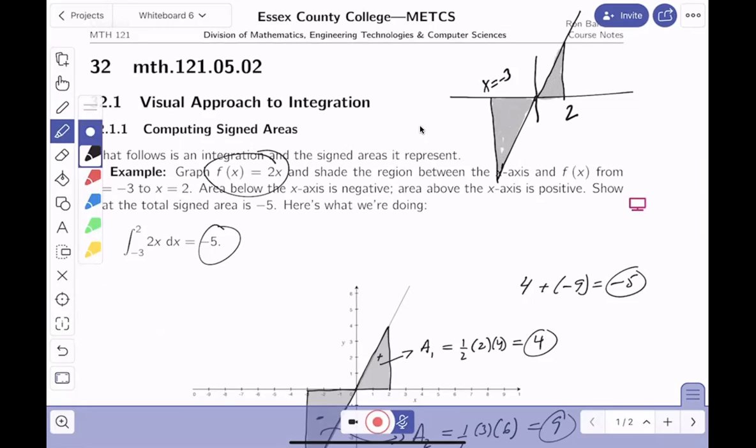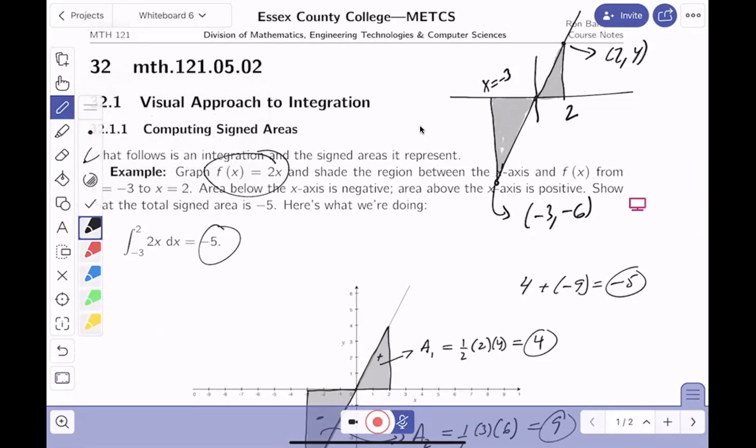I'm going to put my points down too, okay? Let's just point over here. -3, -6, and this point over here is going to be 2, 4. Again, I would be able to read and get that. And then they say, show that the total signed area is -5.